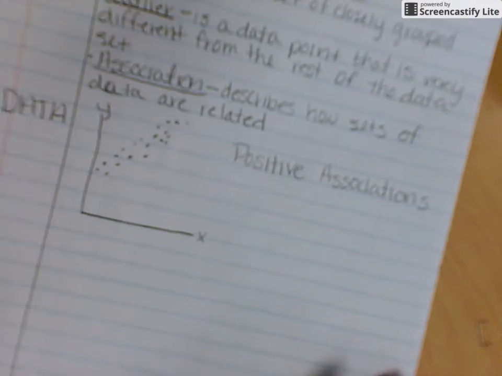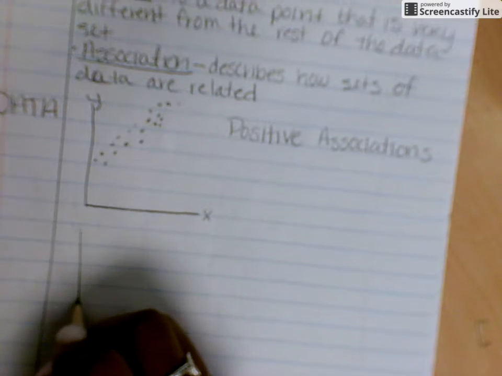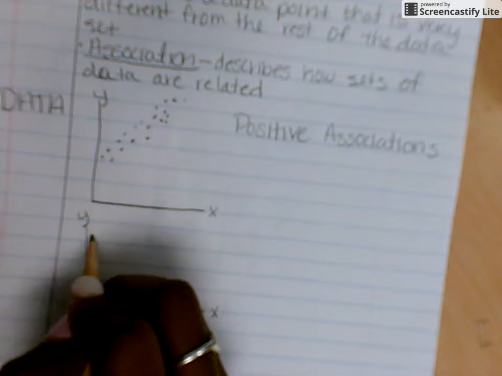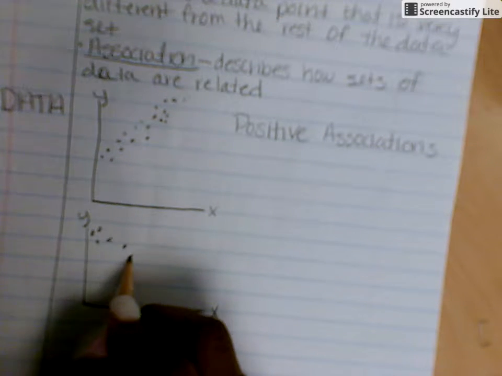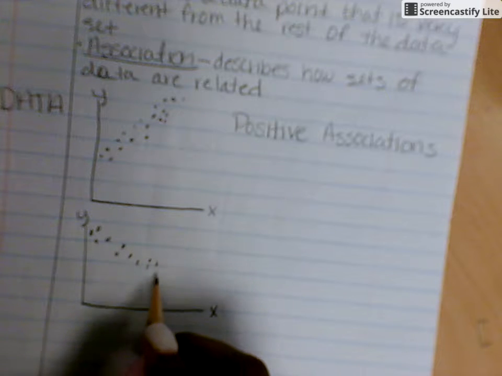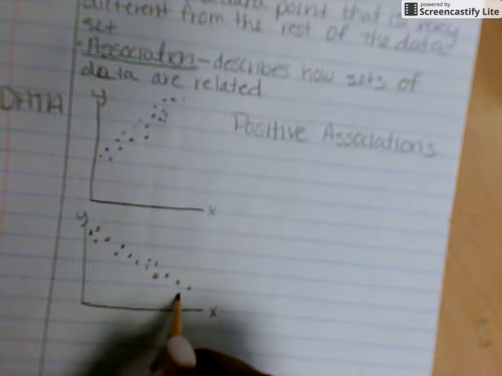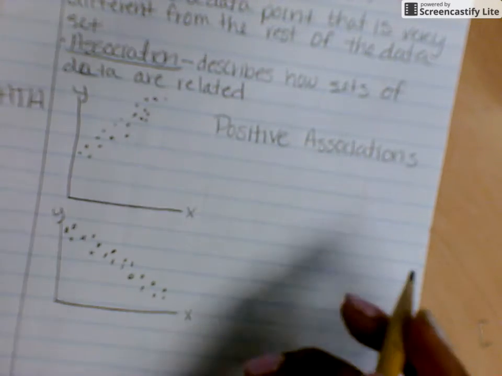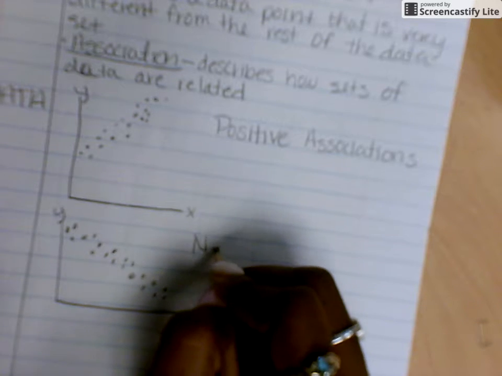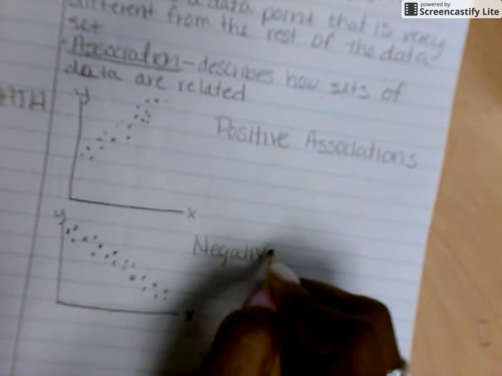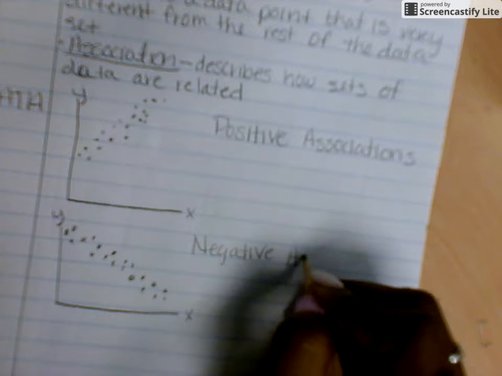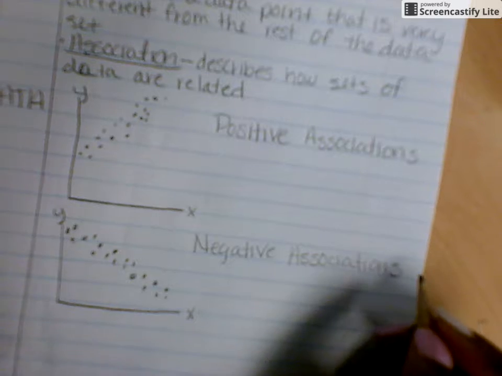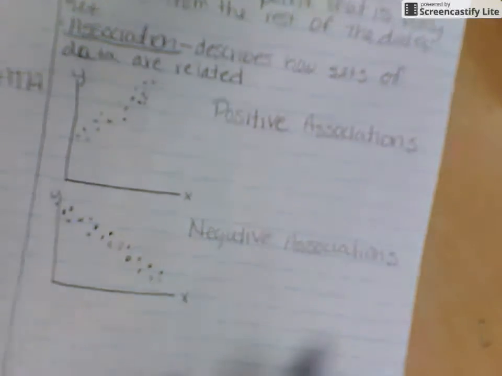Next one. All right, here we go. It doesn't matter where you put your points per se. Now, if I asked you what kind of slope this was, I hope you would have said negative. So this would be a negative association because this data is increasing to the left.